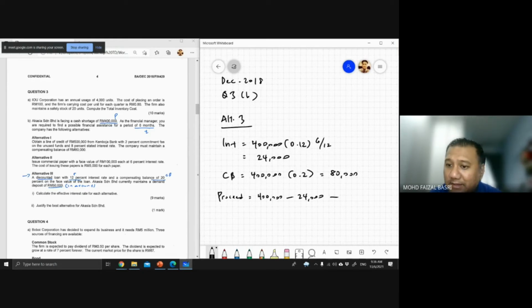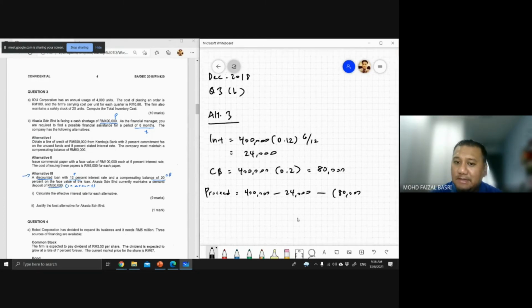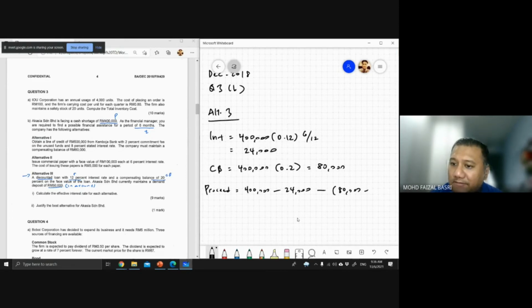So mathematically, you can put it like this, put a bracket. You should pay 80K earlier as part of your CB, but you have 50K in the account. So the amount in the bracket is actually 30,000. But don't leave out this bracket. If you don't put the bracket and write 400, minus 24, minus 80, minus 50, no. The amount in the bracket actually represents 30,000 ringgit. So if you don't want to be confused, you can deduct it here beforehand.